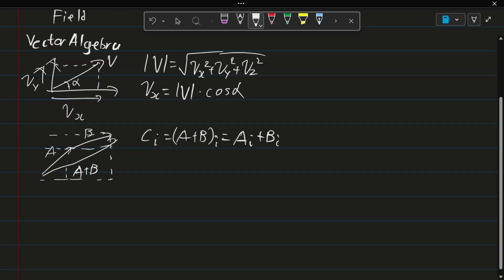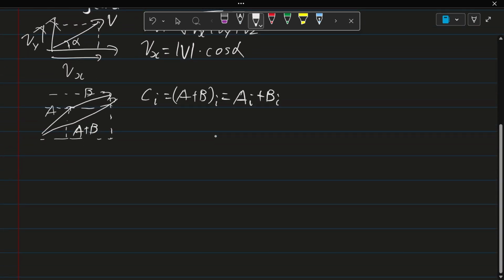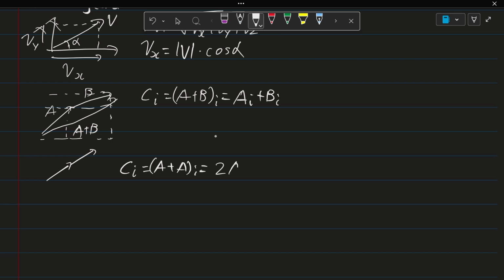Doing multiplication by a scalar is also pretty simple. If we assume this is a plus a, this would be the same thing as ci equals a plus a in the ith direction, or just 2ai. We could just denote this as 2 times a in the ith direction. So doing multiplication by a scalar literally means that you multiply each of the terms.